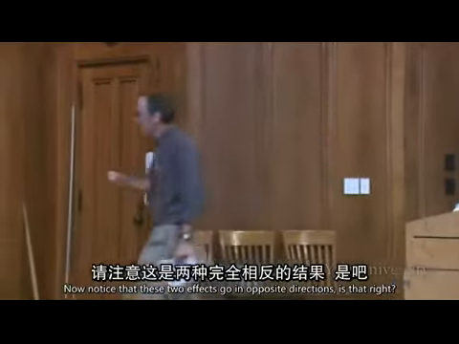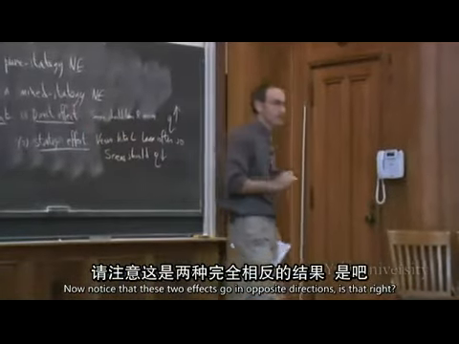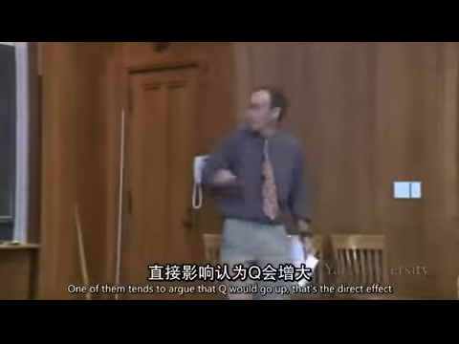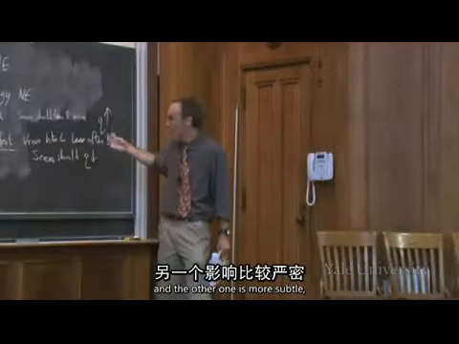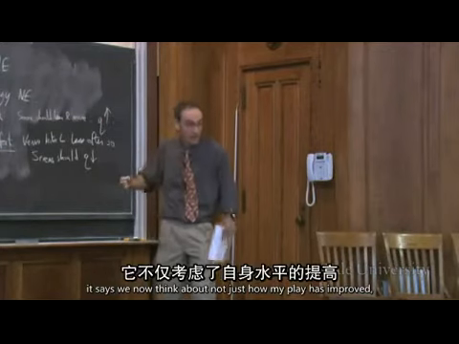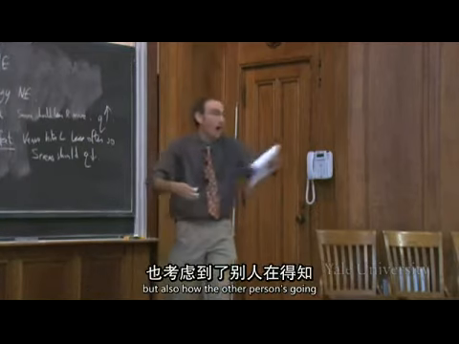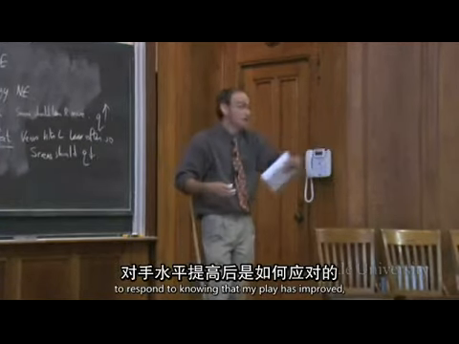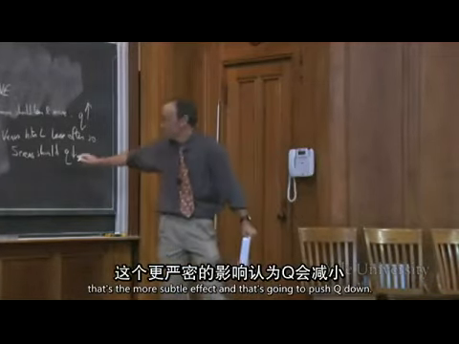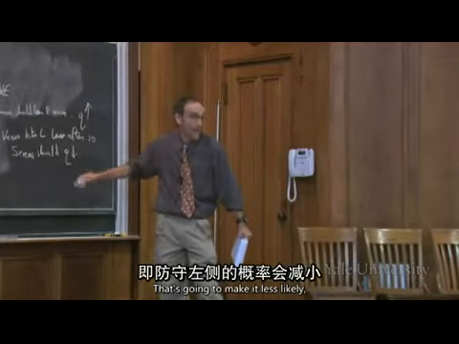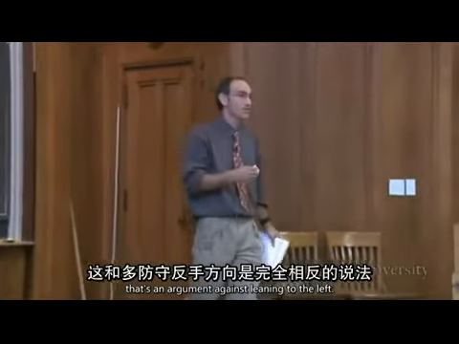Now notice that these two effects go in opposite directions. Is that right? One of them tends to argue that Q would go up. That's the direct effect. And the other one is more subtle. It says we now think about not just how my player's improved, but also how the other person is going to respond to knowing that my player's improved. That's the more subtle effect. And that's going to push Q down. That's going to make it less likely, or that's going to argue against leaning to the left.